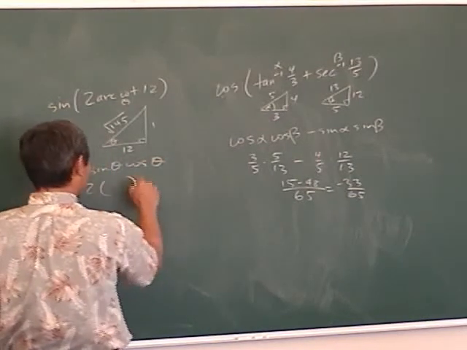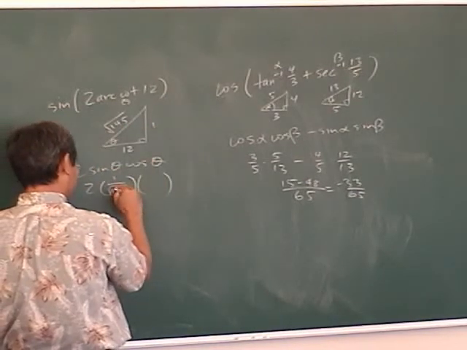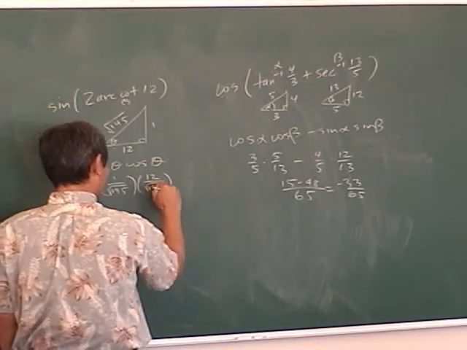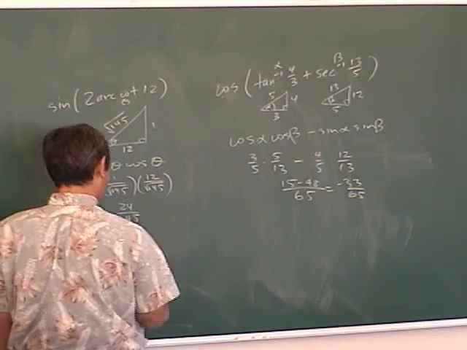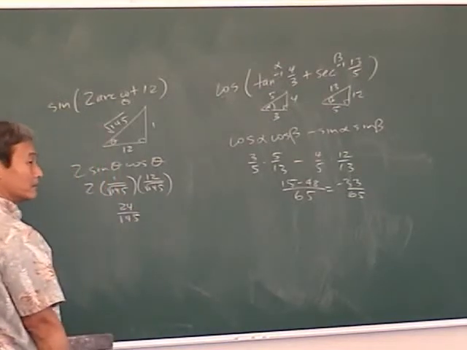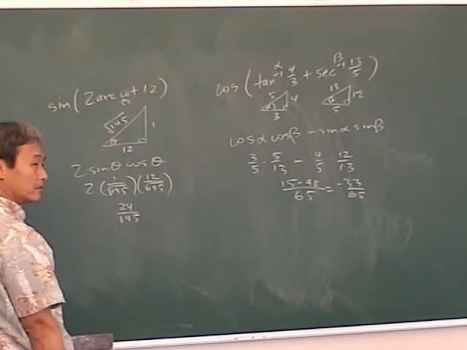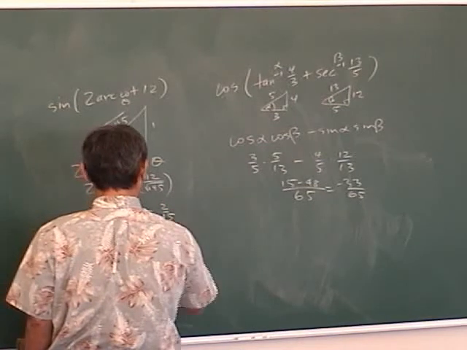So now you look at your triangle. Sine theta is opposite over hypotenuse. Cosine theta is adjacent over hypotenuse. And then you get 24 over 145. Can I reduce that? Or is that the answer? You can reduce it, right? The 4's cancel out. 2 over 15.